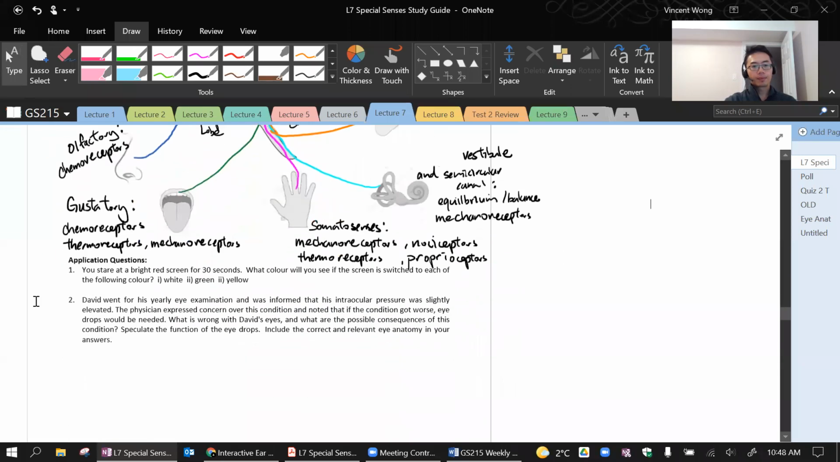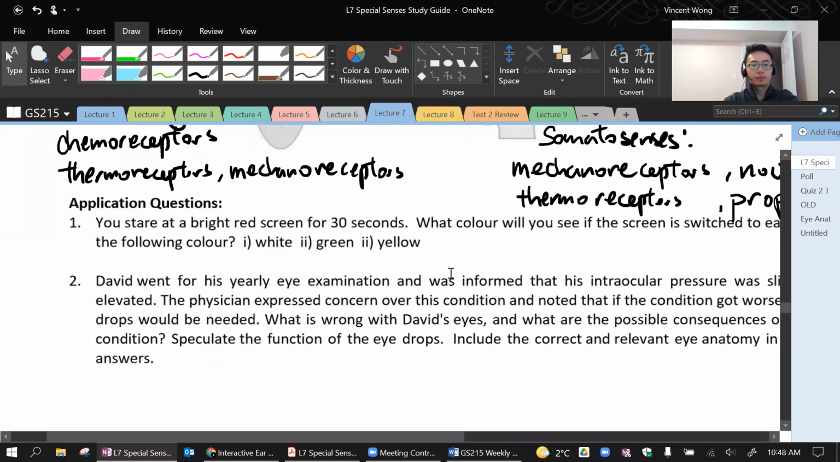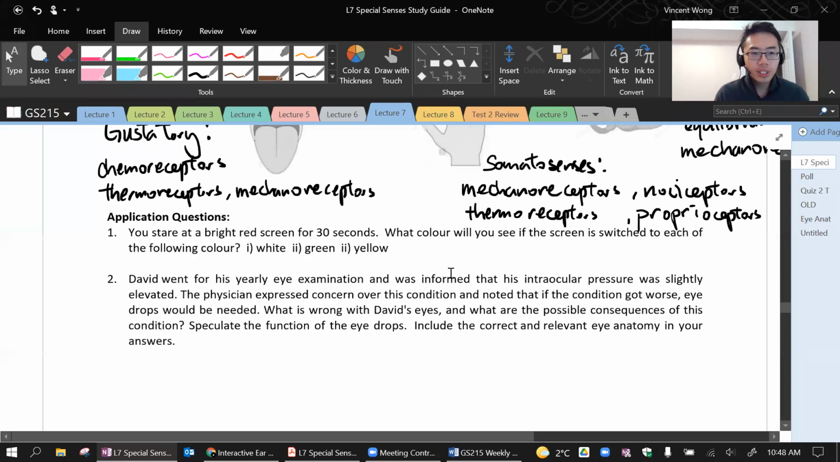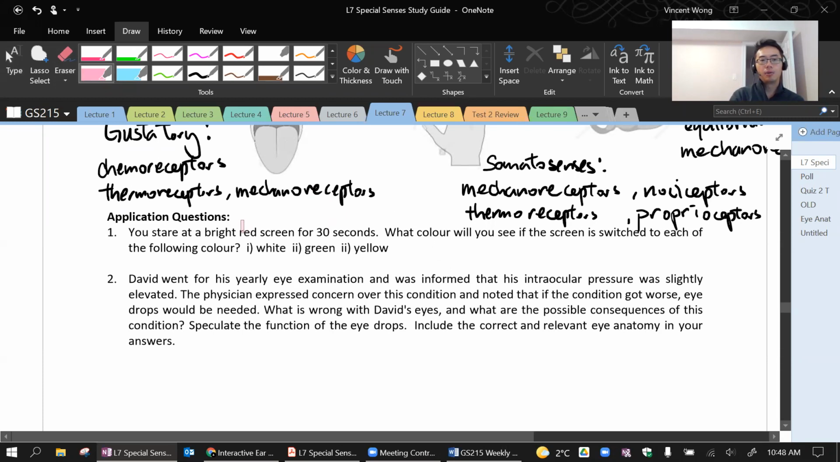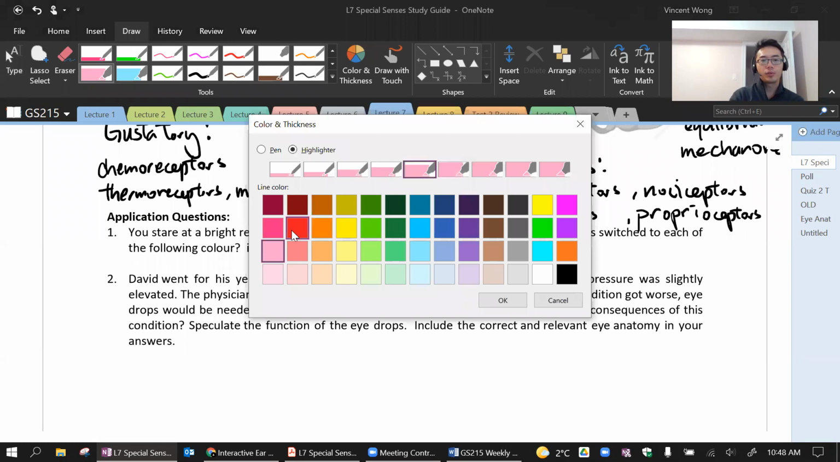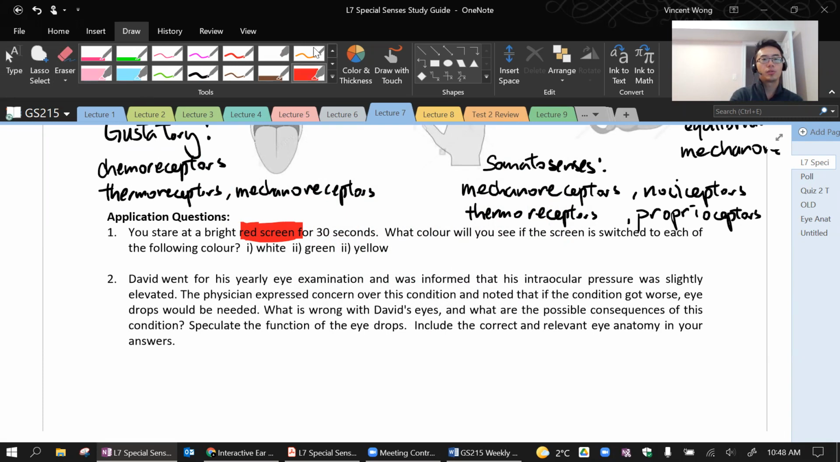All right. Application question. You stare at a bright red screen for 30 seconds. What color will you see if the screen is switched to each of the following colors? Okay. If it's switched to white, what color will you see?